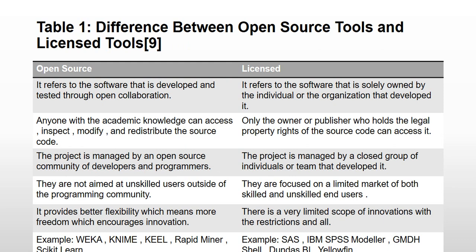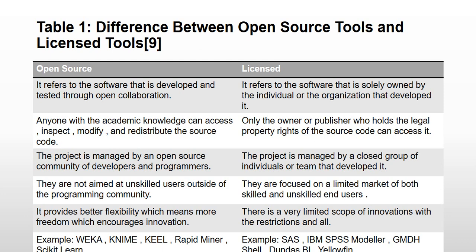Now in this slide we'll see the difference between open source tools and licensed tools. Firstly, we'll see open source tools. This refers to software that is developed and tested through open collaboration. Whereas on the other side, licensed tools refers to software that is solely owned by the individual or organization that developed it.